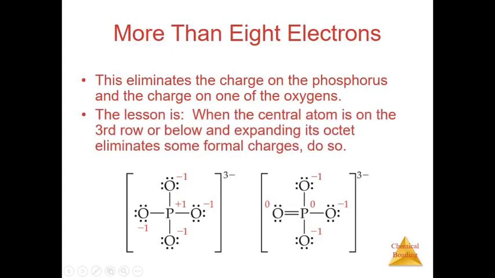So when the central atom is on the 3rd row or below and expanding its octet eliminates some formal charges, that is the way you need to proceed. So again, it looks like everything looks good on the left. You've distributed all your valence electrons, but when you take that extra step and you look at formal charges, the best option is actually what you see on the right.